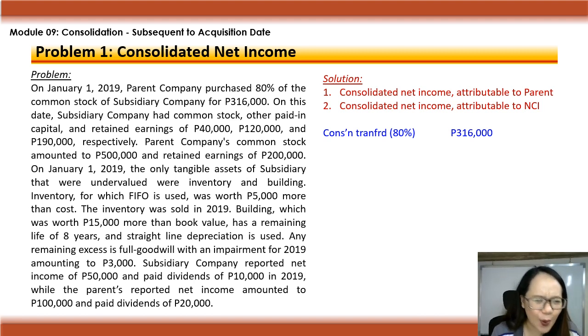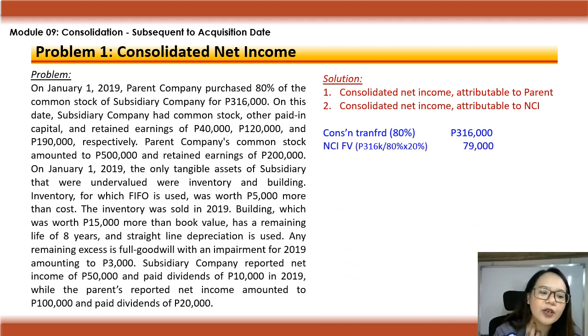Consideration transferred. Consideration transferred for the 80% interest acquired, 316,000 given siya. And then your NCI is measured, ang assumption dito sa problem na to, your NCI is measured at fair value. And that will be computed as based dun sa consideration transferred, 316,000, divided by the percent of the acquired interest ni acquirer, 80%, times the percentage ni NCI, which is 20%. Your NCI at fair value is 79,000.